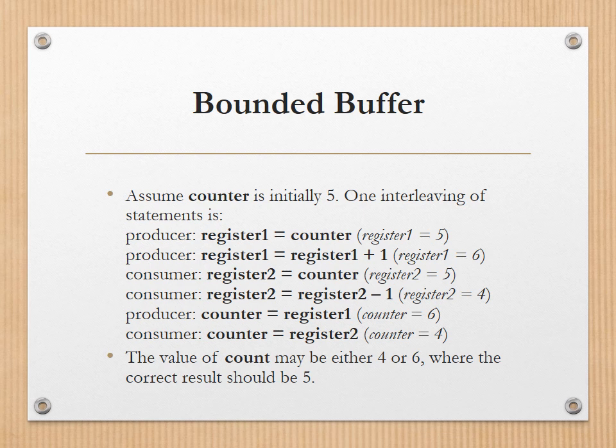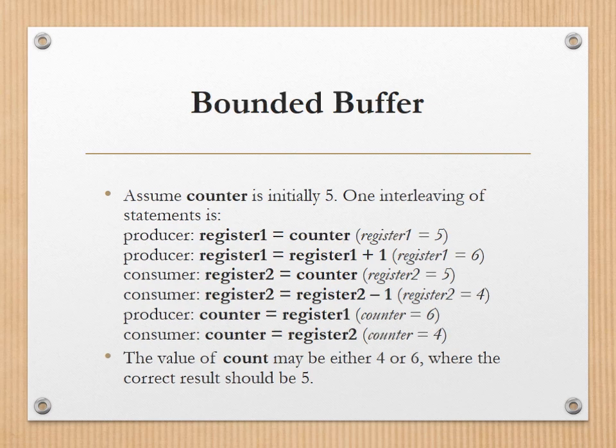Consumer, register2 = counter, register2 = 5. Consumer, register2 = register2 - 1, register2 = 4. Producer, counter = register1, counter = 6. Consumer, counter = register2, counter = 4. Now, counter = 4 or 6 instead of 5, causing data inconsistency. Cause of the problem. This happens because counter is updated in non-atomic steps, with an incorrect interleaving of operations. Solution: synchronization.